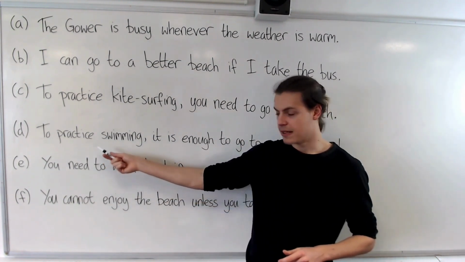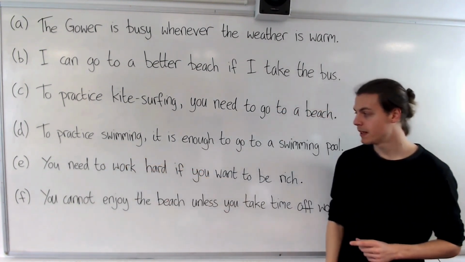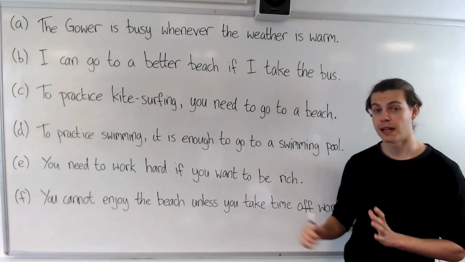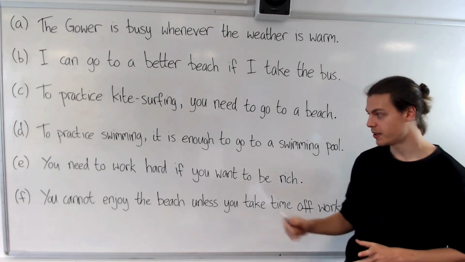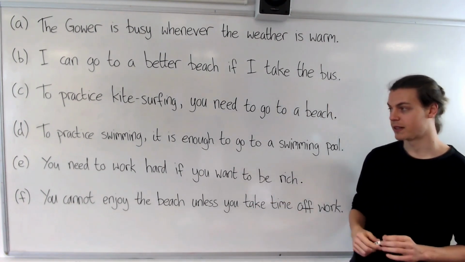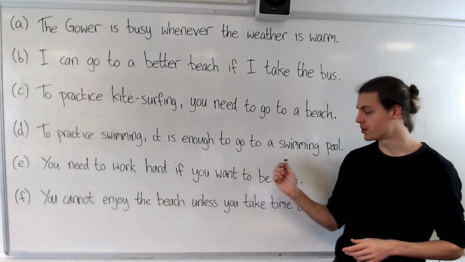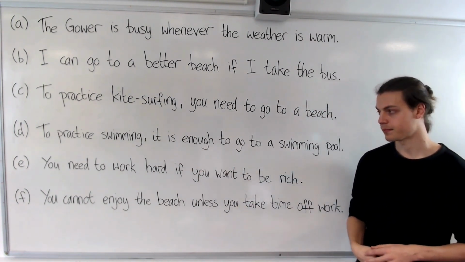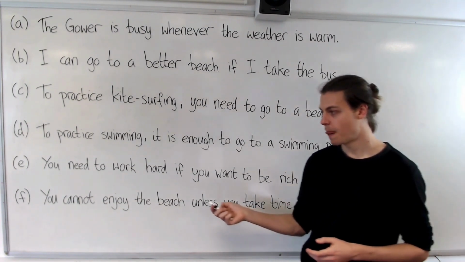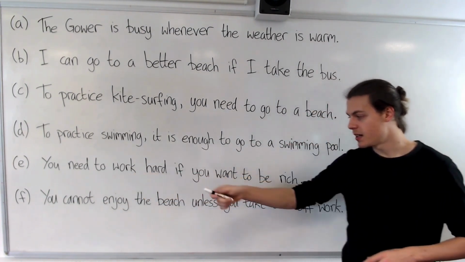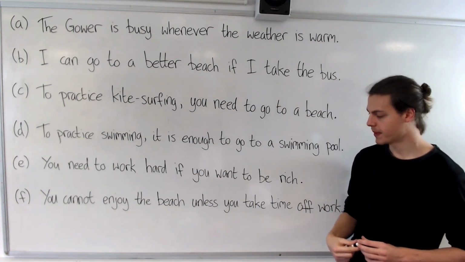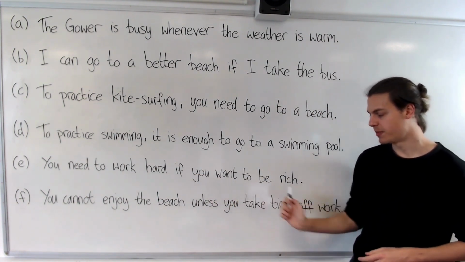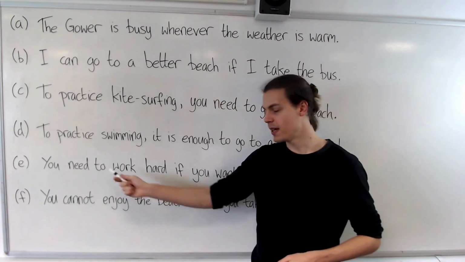Statement D says, to practice swimming, it is enough to go to a swimming pool. So it's not necessary to go to a swimming pool, right? You don't need to go to a swimming pool to practice swimming, but if you go to a swimming pool, then you can practice swimming. Statement E says, you need to work hard if you want to be rich. Again, this is a pretty straightforward one. If you want to be rich, then you need to work hard.